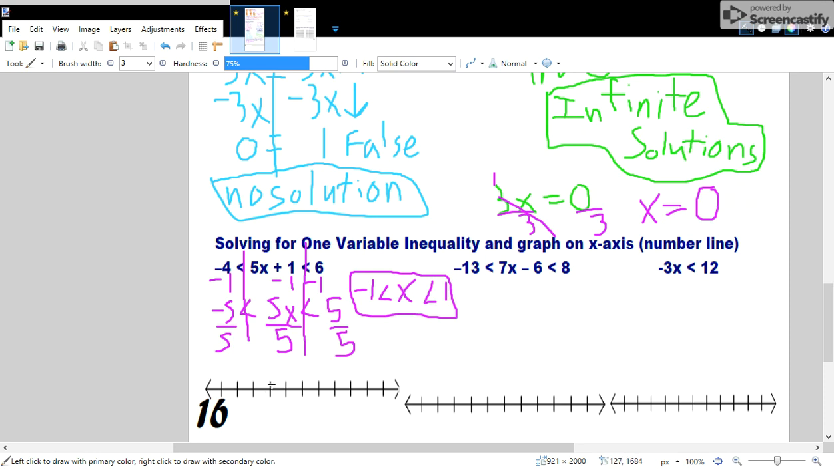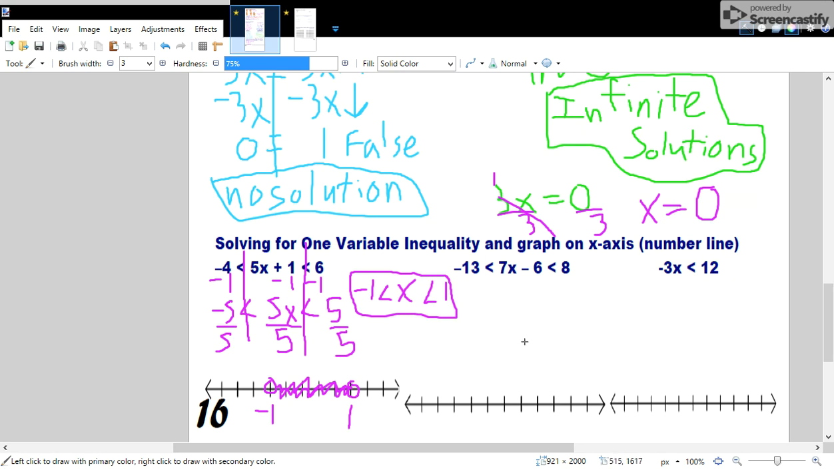So on our number line, we'll draw a hole, put negative 1, draw another hole, put positive 1. We put holes instead of dots because there's no line underneath the inequality symbols. X is in between those two numbers, so you're going to shade the middle part of this line.